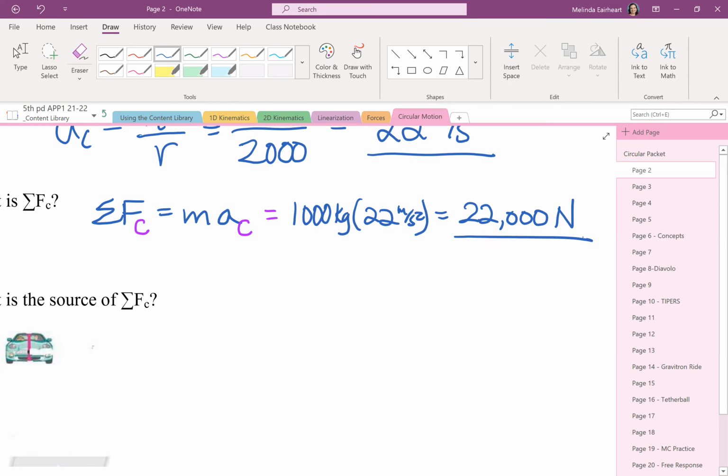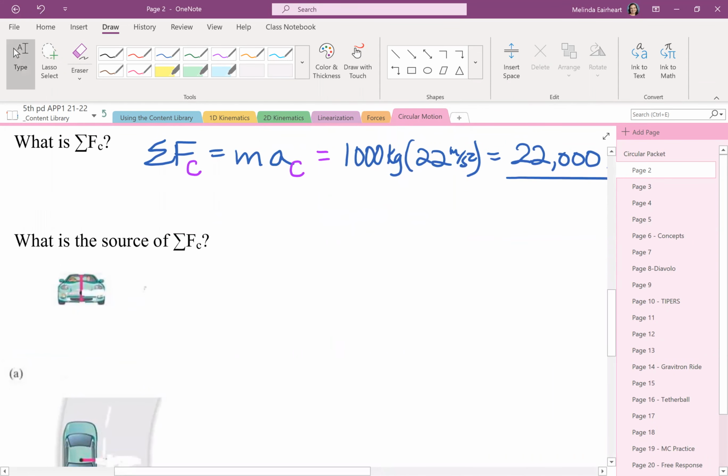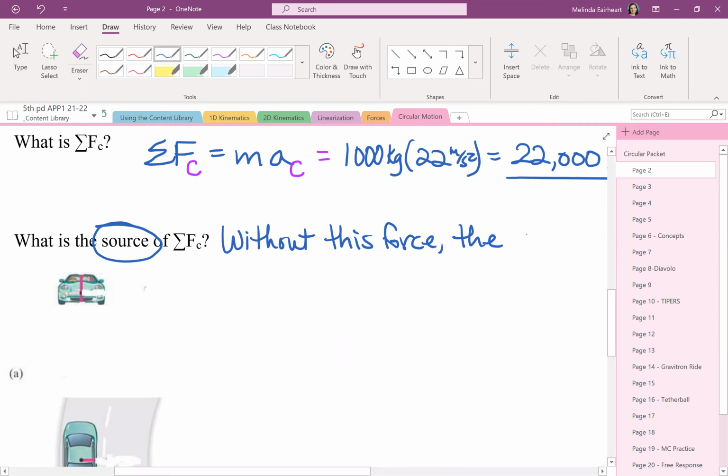Centripetal force is not something I can just come over and centripetal you, right? There's got to be a string. There's got to be a frictional force. There's got to be a source. And so that's the next question. What is the source of the centripetal net force? In other words, without this force, the object does not make the circle.